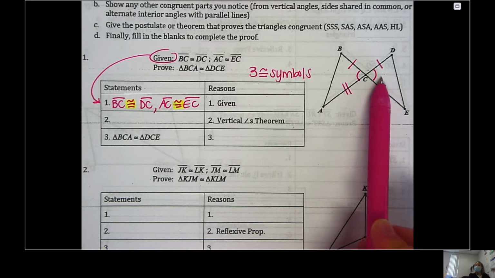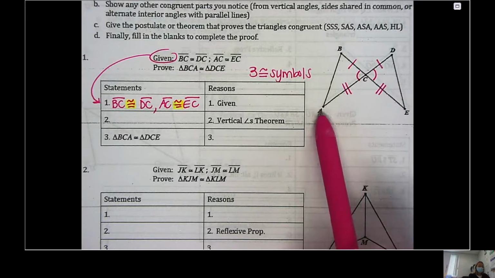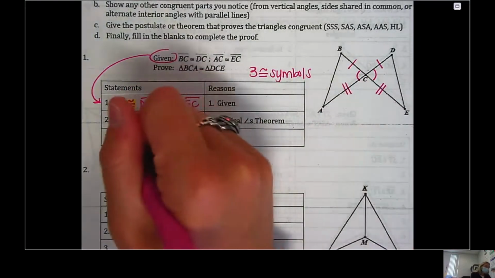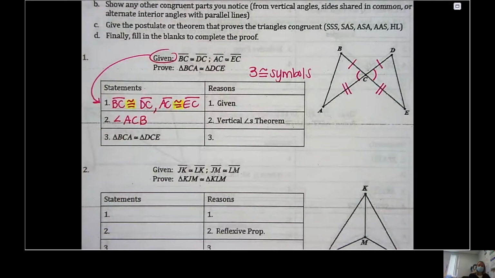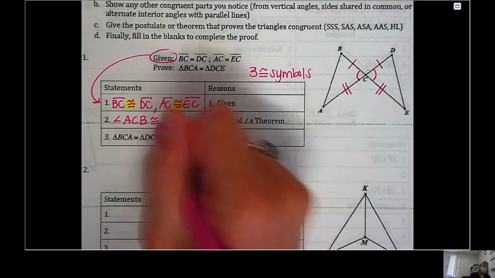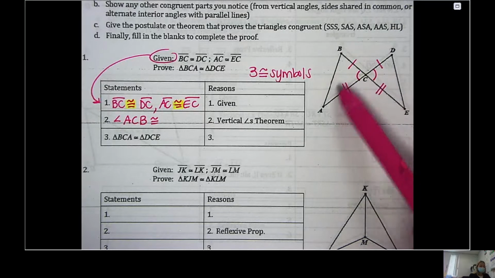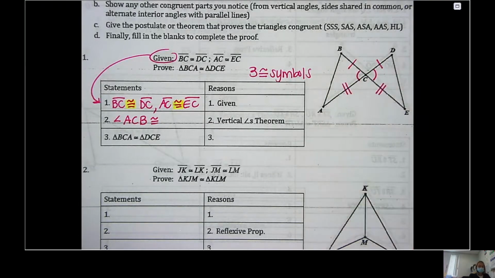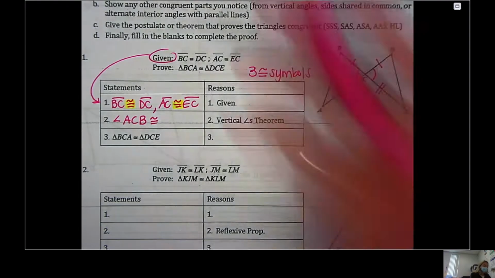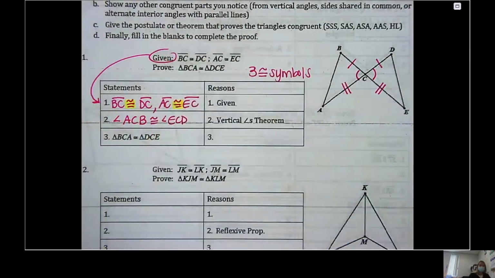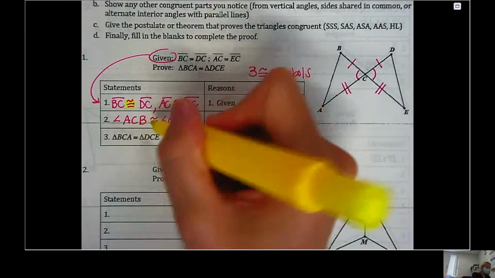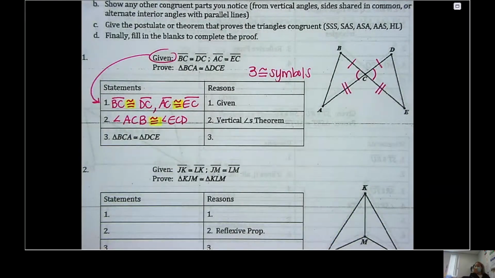So when I name an angle, I need to use 3 letters. I'm going to call this angle over here angle ACB is congruent to. How would I name the angle on the other side in the same order? So I said ACB. What do I have to name it on the other side? Same order. ECD. Very good. Angle ECD. And there is my third congruent symbol.